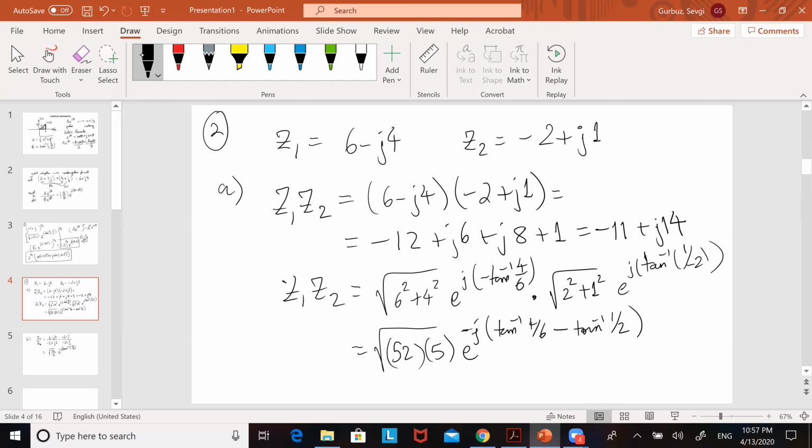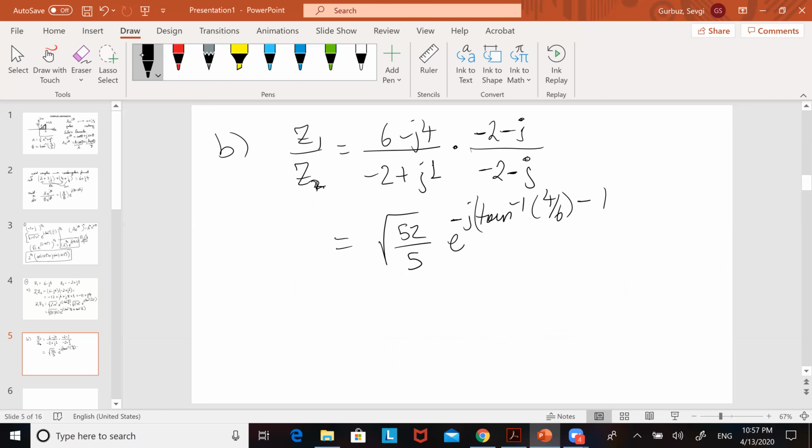And then, I took a negative sign here, so actually this needed to be plus. And now instead of having plus tangent inverse 1/2, we would have minus tangent inverse 1/2. And so we're subtracting the two angles from each other.